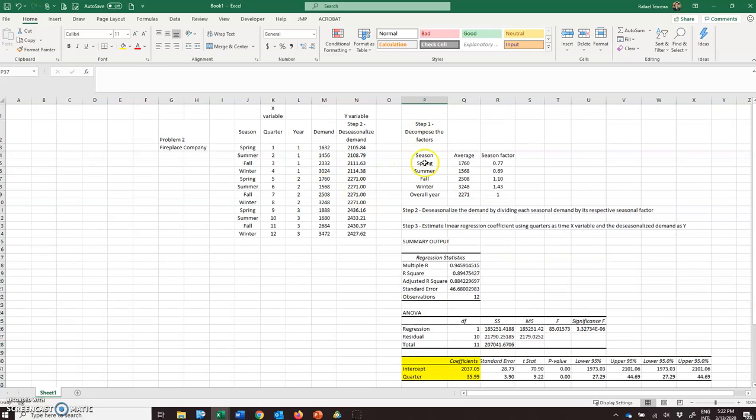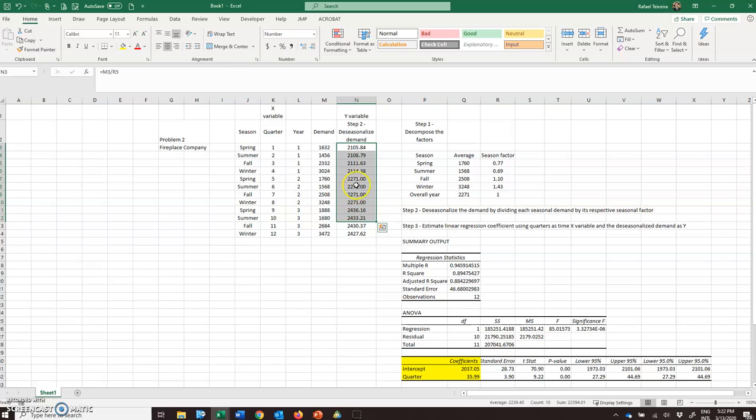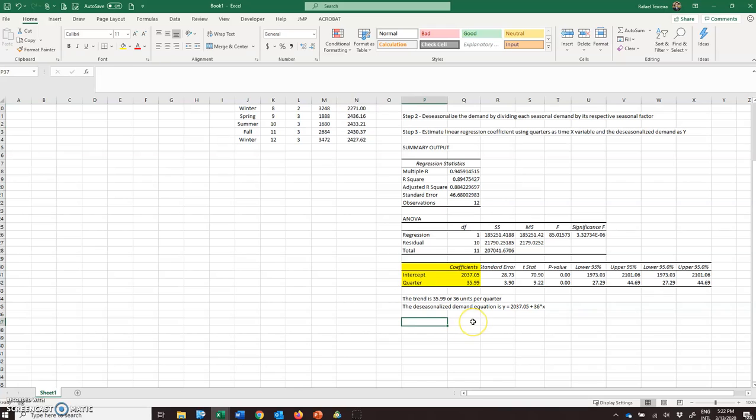So my step 3 is this. I want to first get the seasonal factors, deseasonalize the demand, using this deseasonalized demand as my Y variable to see what's the relationship with this variable along the time. I do step 3, and then in step 4 I extrapolate results to year 4. That is, I forecast year 4 using the equation above.